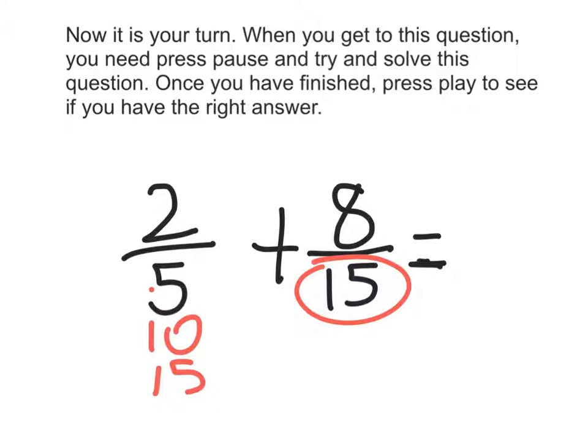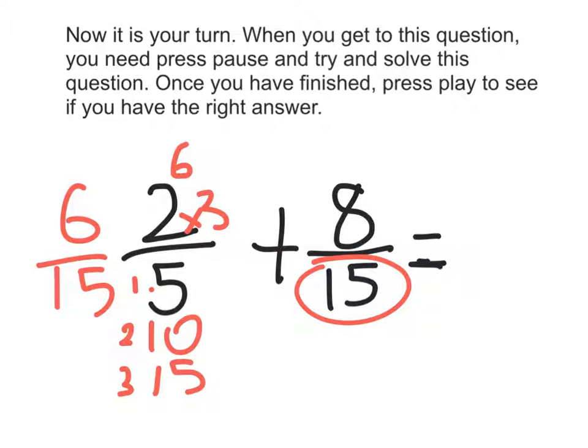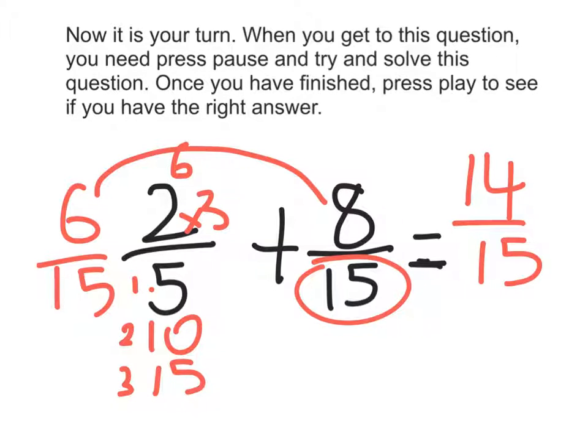So now whatever I do to the bottom, I have to do to the top. So I'm going to count how many times I counted by 5. I counted once, twice, 3 times. So I must have timesed it by 3. So now I'm going to times the top by 3, which is 2 times 3, which equals 6. So now I've got 6 over 15 plus 8 over 15, plus the 6 and the 8. You should have ended up with 14 over 15.